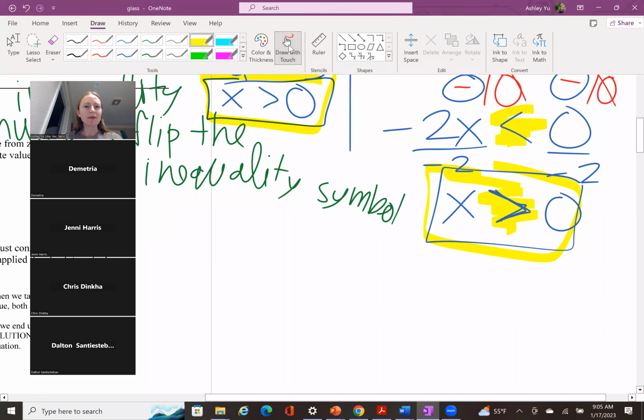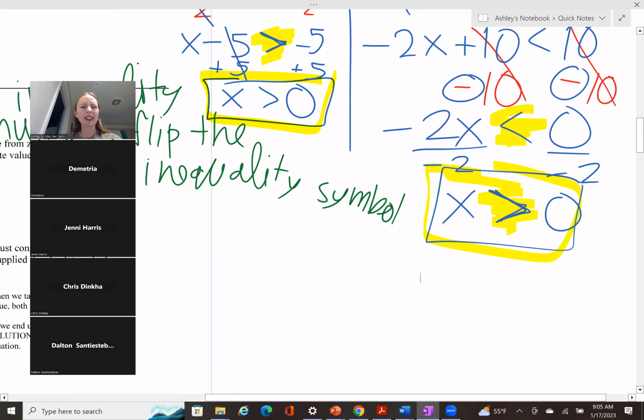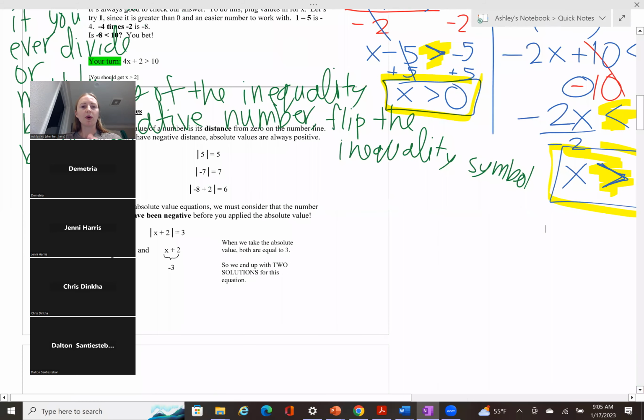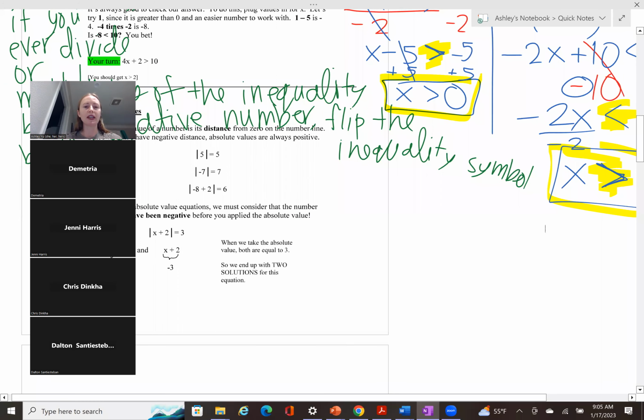So hopefully that clears up any questions about inequalities. But I think that's pretty much it, other than the whole thing where you have to flip it if you multiply or divide by a negative. Solving an inequality is exactly the same as solving an equation. That's the only difference.